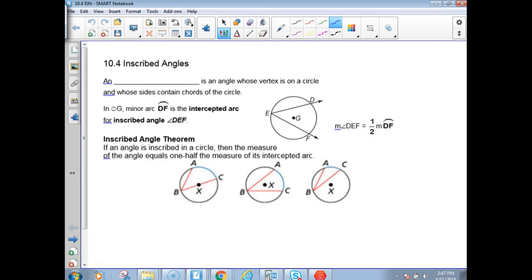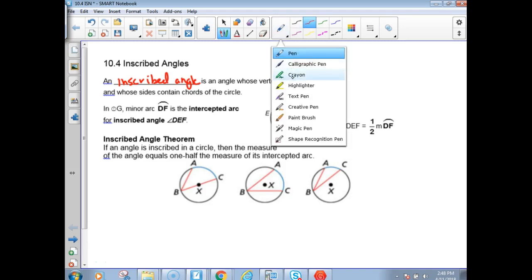So today we're going to talk about inscribed angles in circles. An inscribed angle is an angle whose vertex is on the circle and whose sides are chords of the circle. So in the circle with center G, minor arc DF right here is the intercepted arc for inscribed angle DEF.